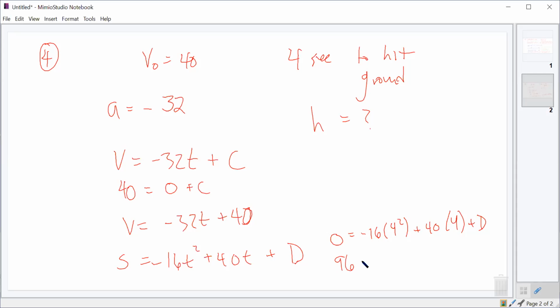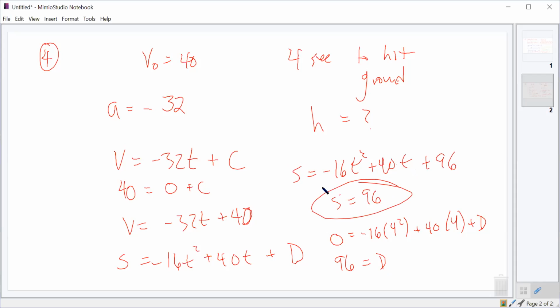96. Our constant is 96, so that tells us that our position equation is negative 16t squared plus 40t plus 96. Well, what is the position of the thing at t equals 0? That'd be the height of the building, right? Because that's where we threw it from. So at t equals 0, the position is 96. Height of the building is 96 feet. Does that make sense?